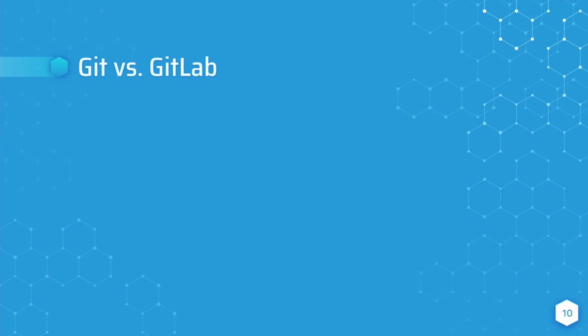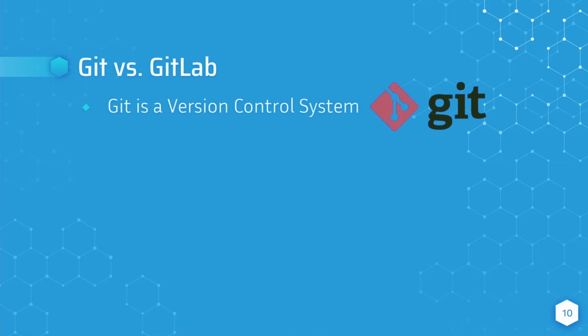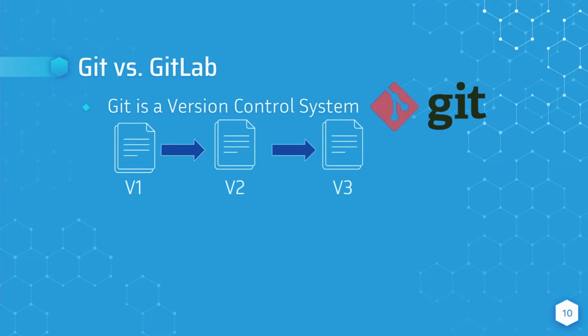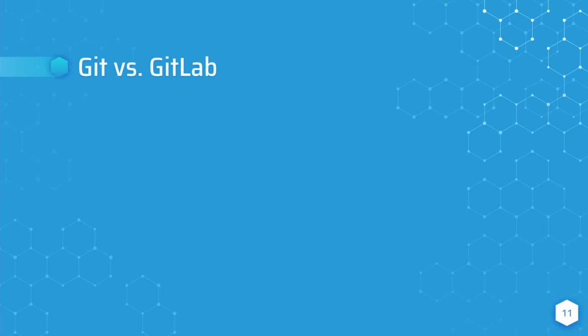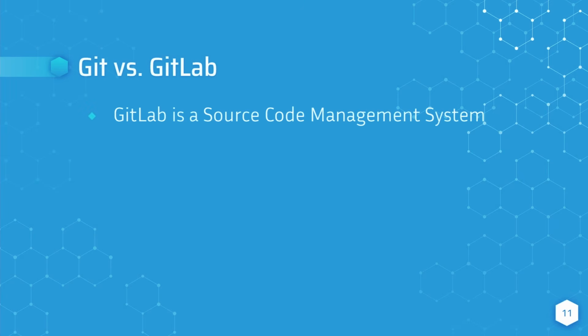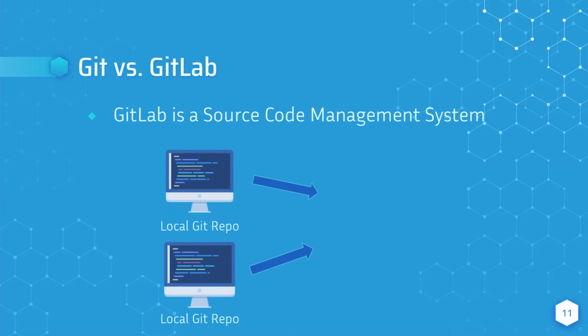So what's the difference between Git and GitLab? Git is a version control system. You use Git to keep track of changes made to source code files in a codebase. In contrast, GitLab is a source code management system. So you would use GitLab to host Git repositories so that they can be shared with other people on your team. Similar to how you might upload and share files to Dropbox or Google Drive, you're doing the same with GitLab but for source code.